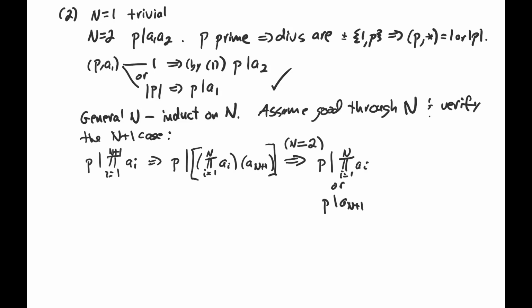All right, well, in the latter case, that's the end of the proof. It divides one of the terms. But in the first case, now we just use our induction hypothesis. So p would divide one of those a_i's, and that would be the end of the proof.